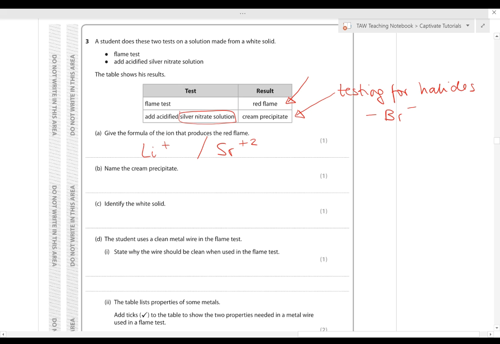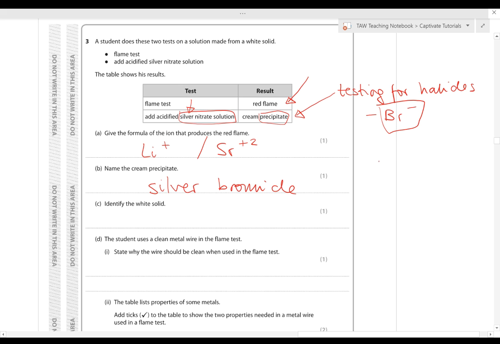Now that's actually not what the question is asking. The question is asking what the cream precipitate is. So the precipitates that form when we're testing for halides come partly from the halide that's present, but also partly from the silver. So if we've got cream precipitate, that means we formed silver bromide.